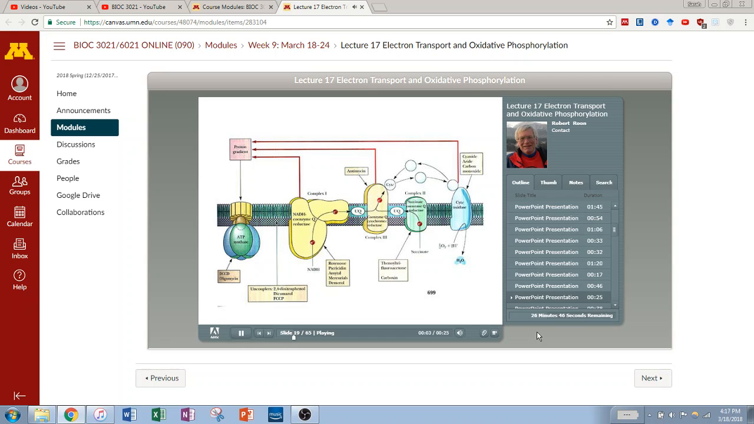We're now ready to look at some details of the complexes that are involved in electron transport. Remember that when NADH is the donor, the electrons flow from complex 1, NADH cytochrome Q reductase, to complex 3, cytochrome Q, cytochrome C reductase, and then to complex 4, cytochrome C oxidase.